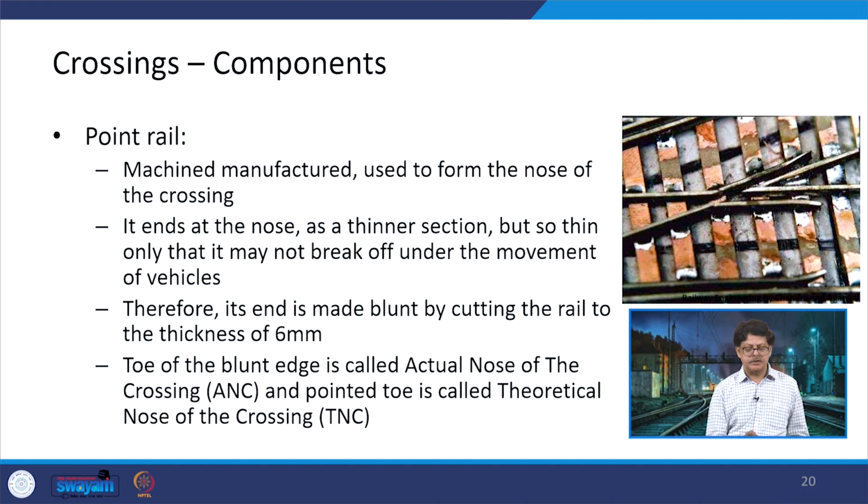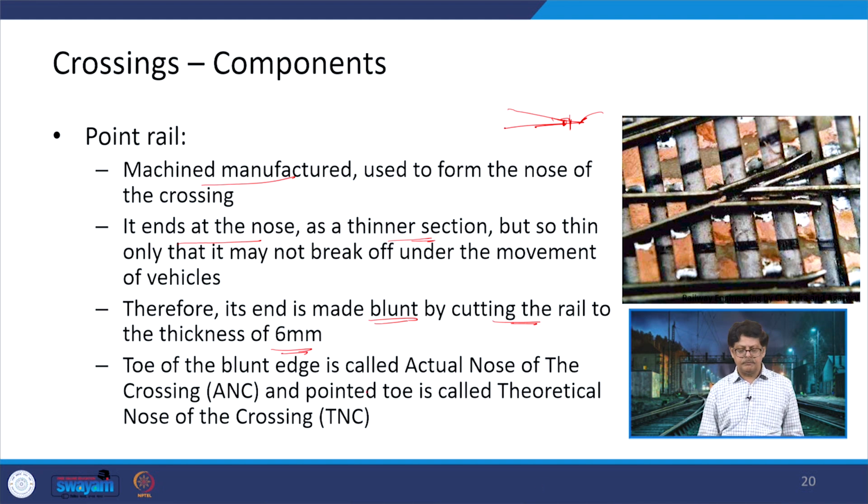Now, the point rail is machine manufactured and is used to form the nose of the crossing. It ends at the nose as a thin section, but not so thin that it may break off under the movement of wheels. That means we are not making it pointed, because in that case, if anything strikes here, it will break down. So, we are making it almost up to the point where it is not going to break down. Therefore, the end is made blunt by cutting the rail to a thickness of 6 mm.